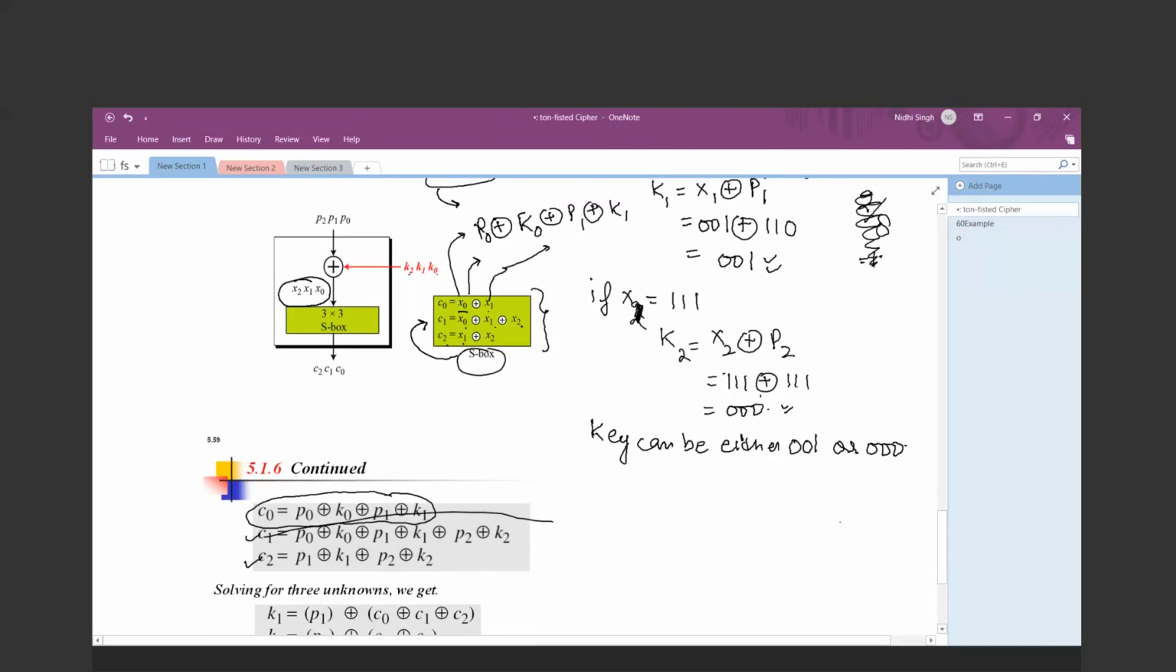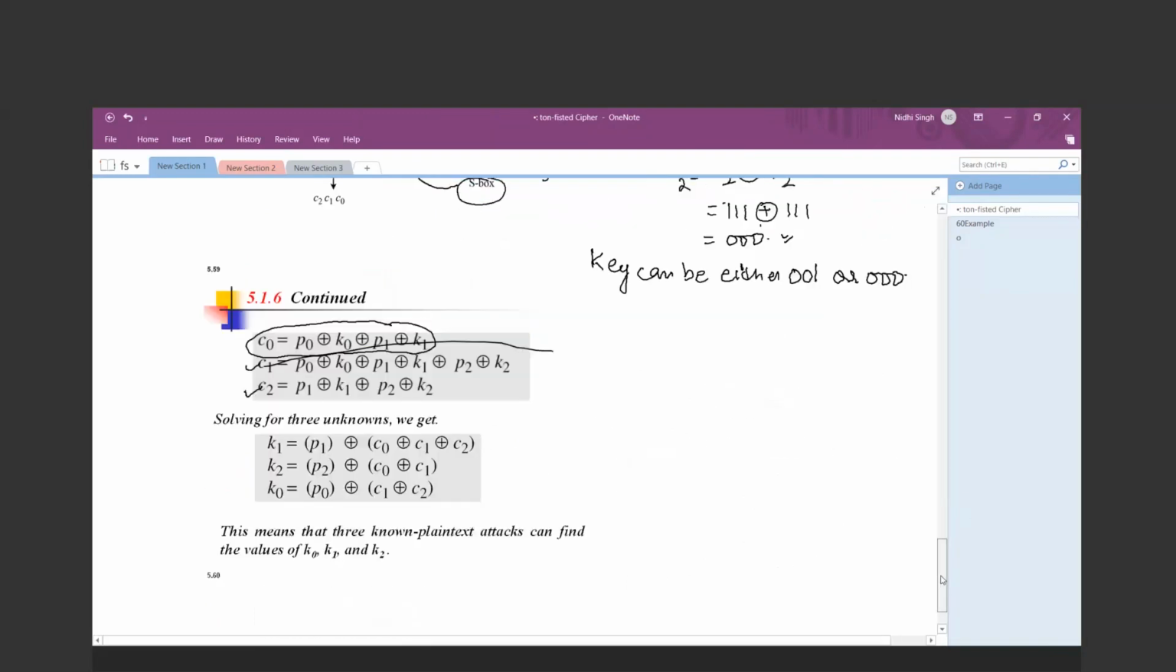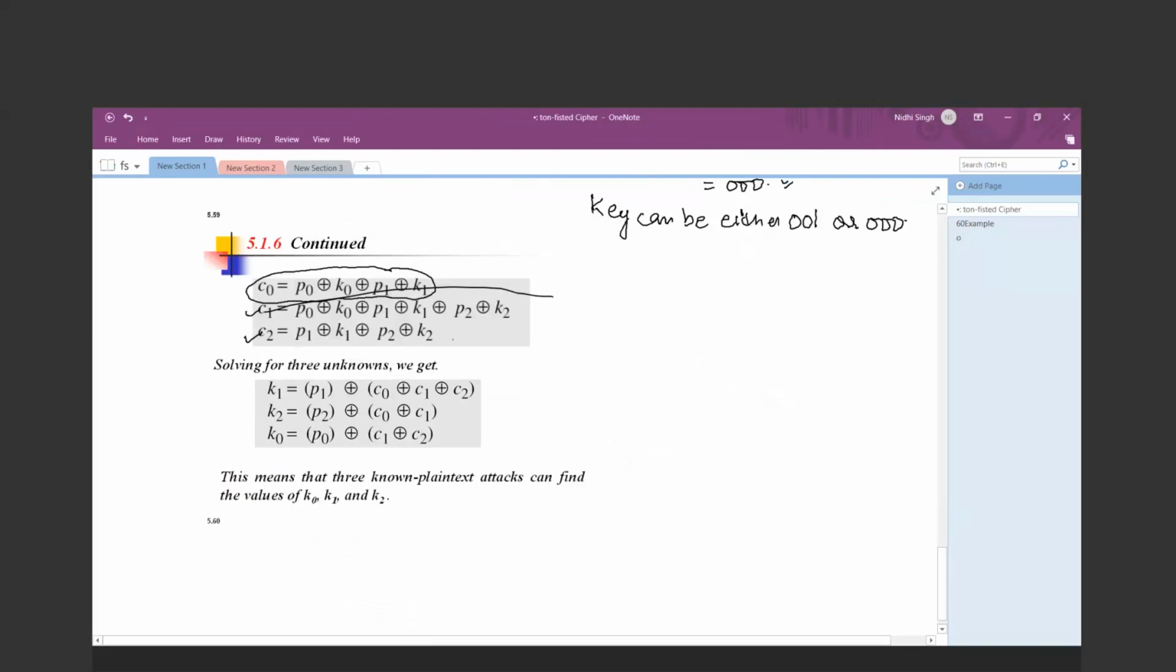So when you finished after writing the simplified equation, in order to find out the keys k1, k2 and k0 will be p1 XOR c0 XOR c1 XOR c2, and it is knowing that is a known plain text attack. Means you have know about the plain text values and you have previous plain text and the ciphertext pairs. And your task is to find out K1, K2 and K0. So that is called the linear cryptanalysis.